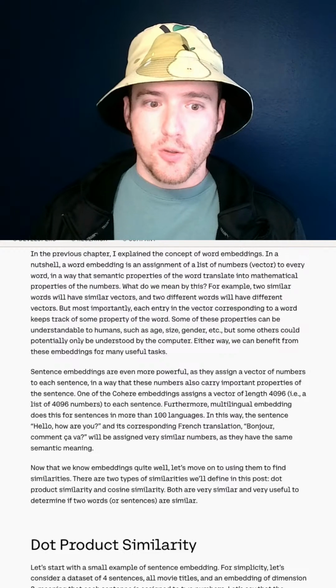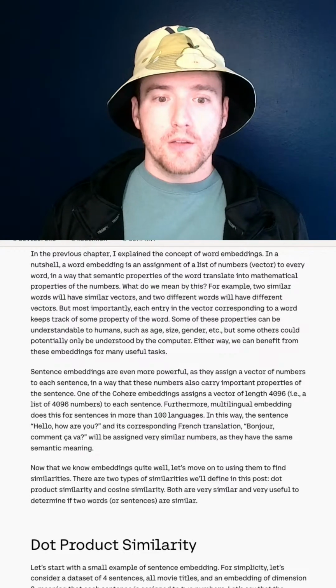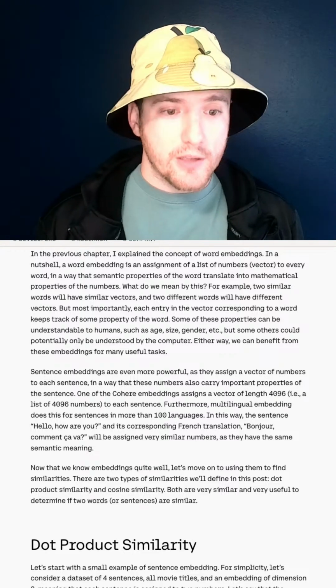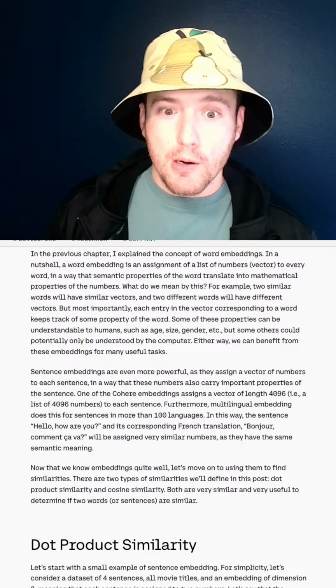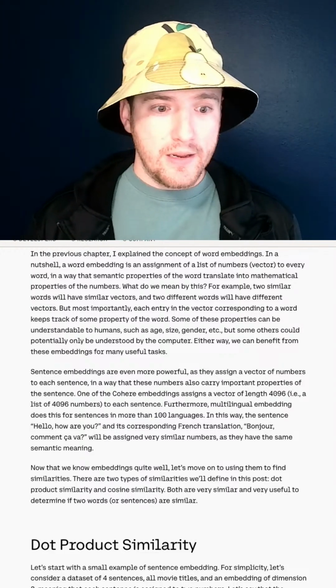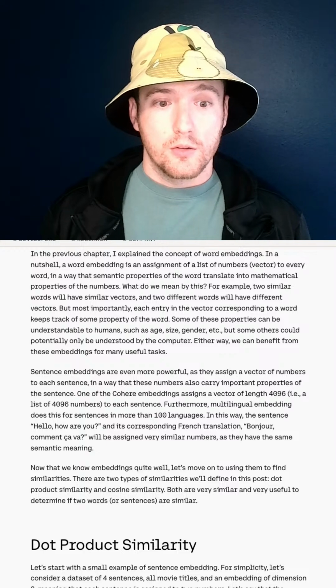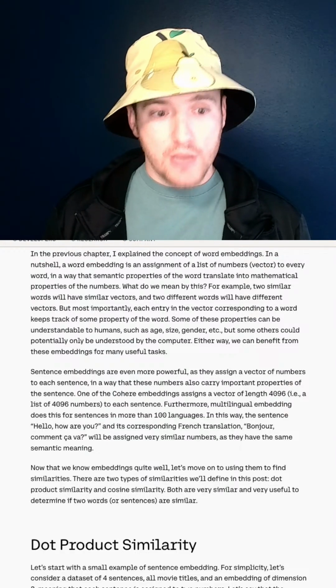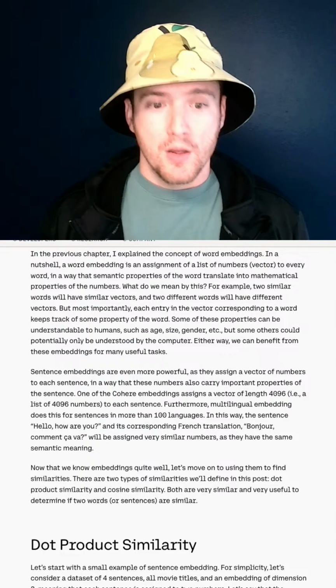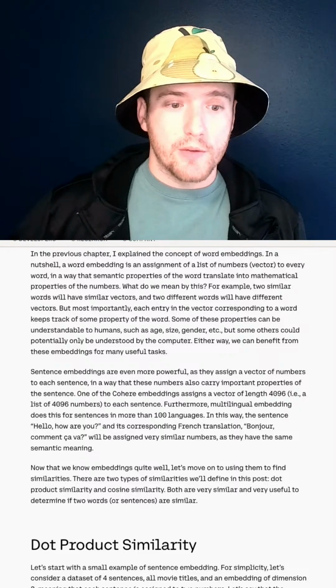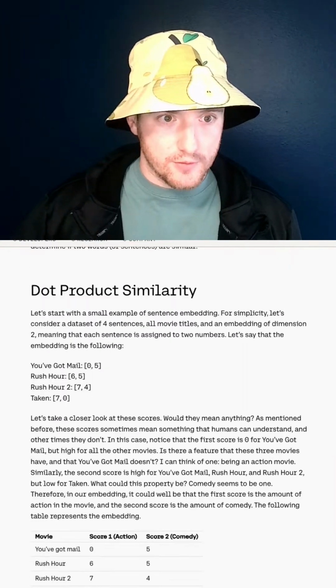Now that we know embeddings quite well, let's move on to using them to find similarities. There are two types of similarities we'll define in this post: dot product similarity and cosine similarity. Both are very similar and very useful to determine if two words or sentences are similar.